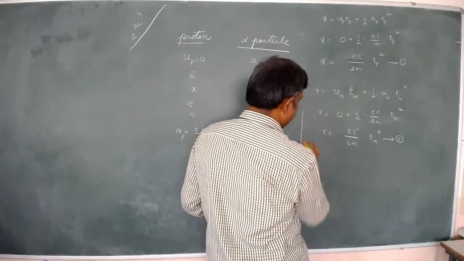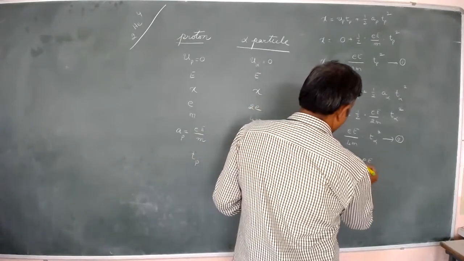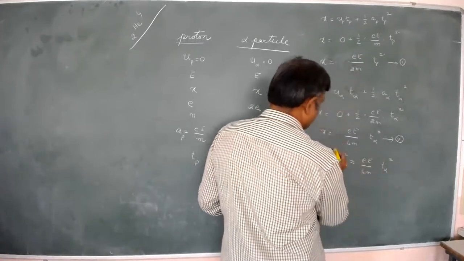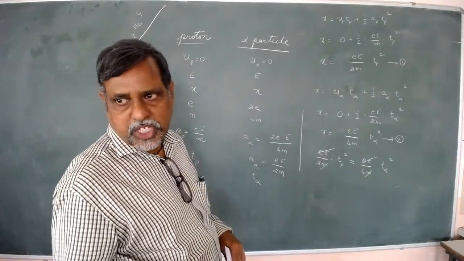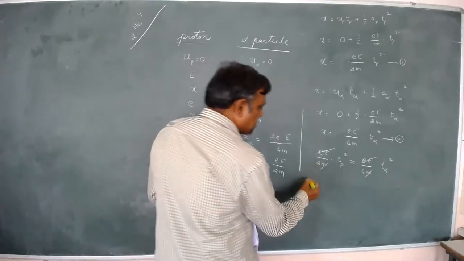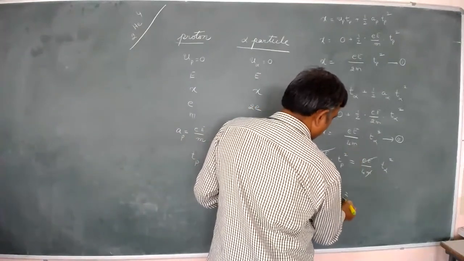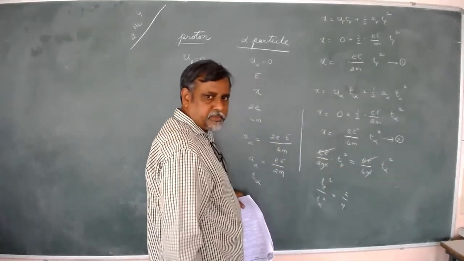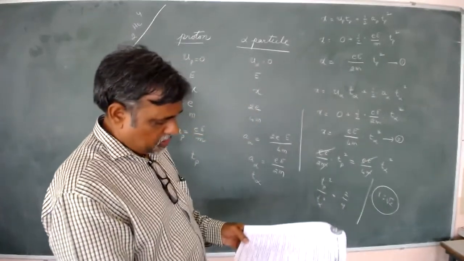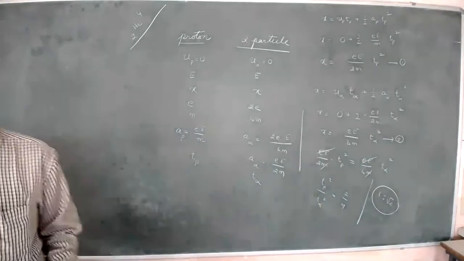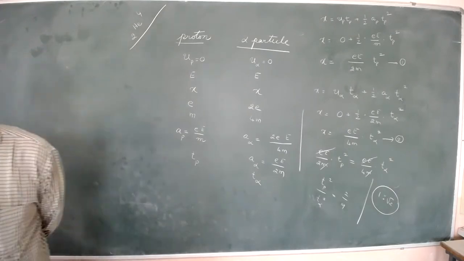From these two equations, what can you write? eE by 2m into tp squared is equal to eE by 4m into t alpha squared. These things will get cancelled out, even m also gets cancelled out. You need to give the ratio tp to t alpha, first proton, next alpha particle. Understood? So tp squared by t alpha squared is equal to 2 by 4, that is 1 by 2. So the ratio is 1:2. Option D is correct. Yes, understood?